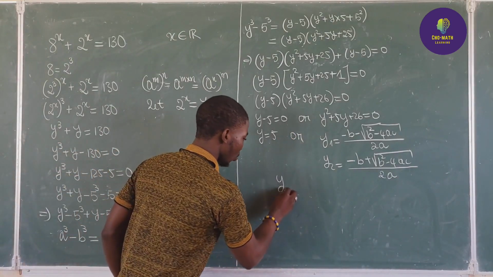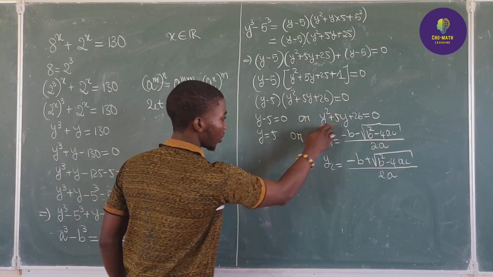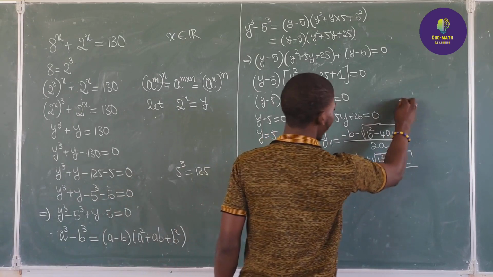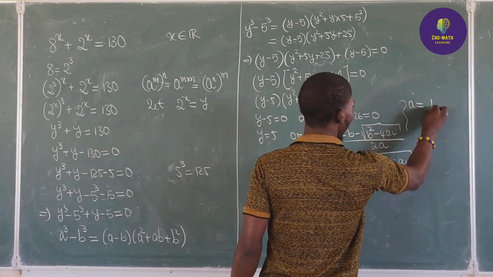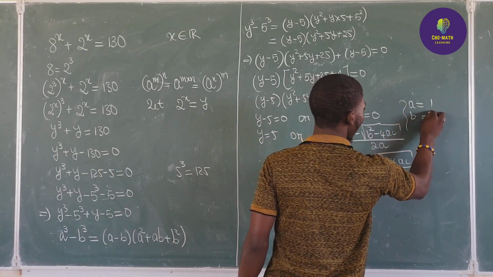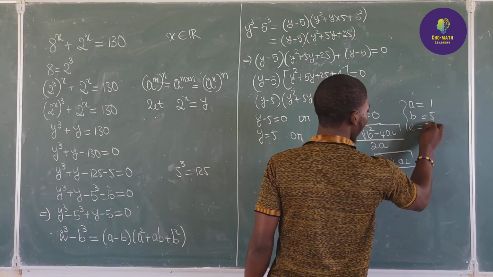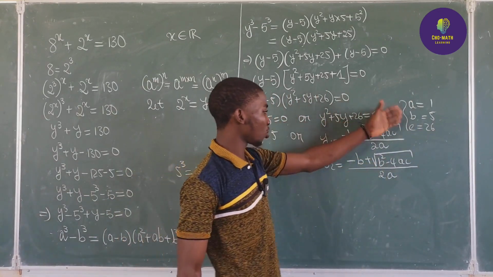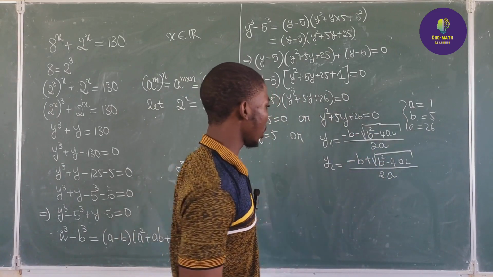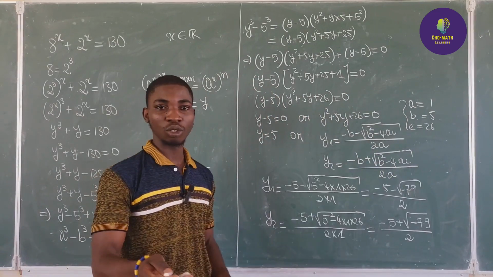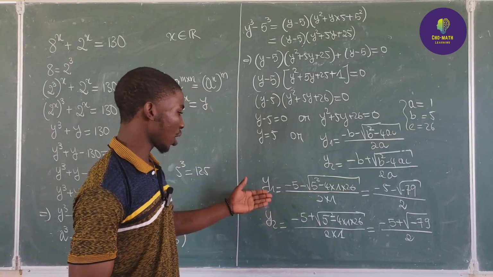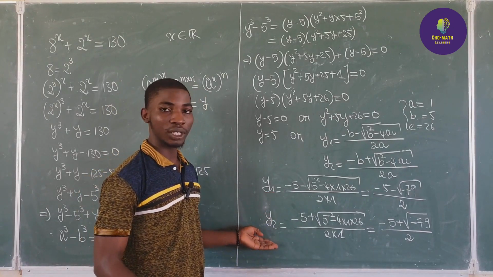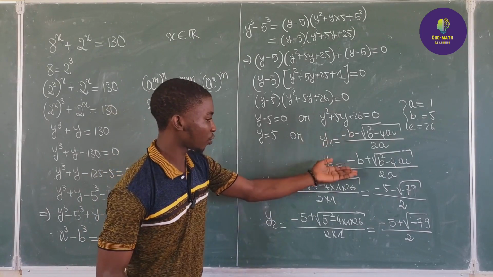So we have y1. Let's take the values of a, b, and c. For this equation, our a is 1, our b is 5, and c is 26. Using these values, we are going to look for the value of y1 and y2. Not to waste too much time, we have the values of y1 and y2, so you can get them easily just by applying these formulas.